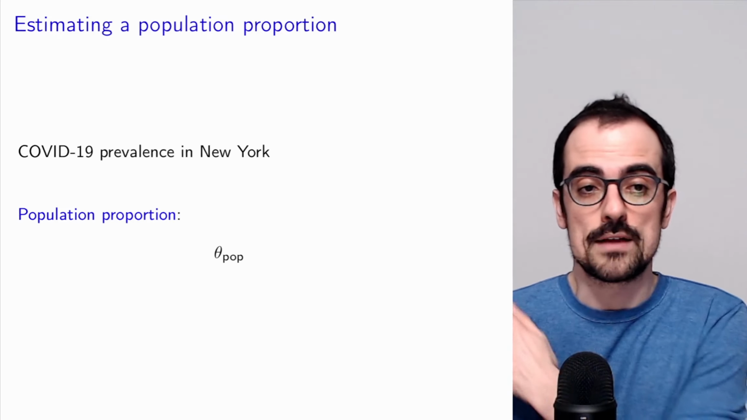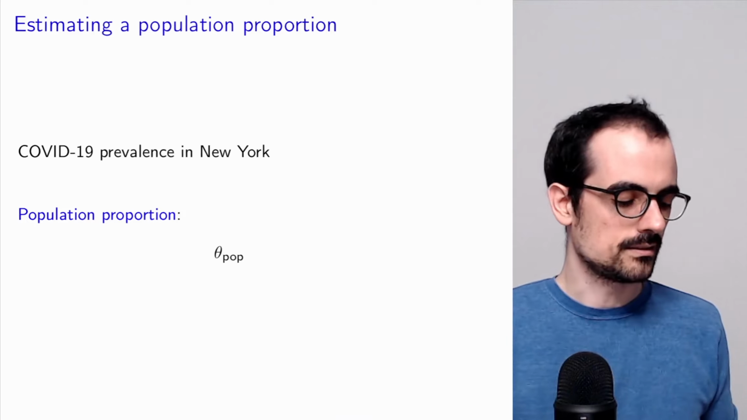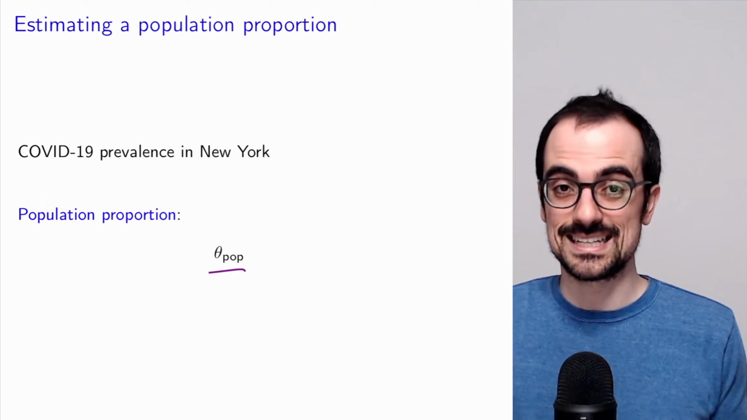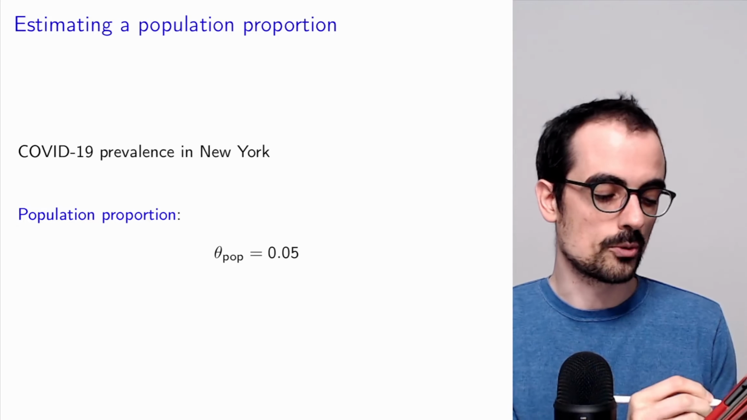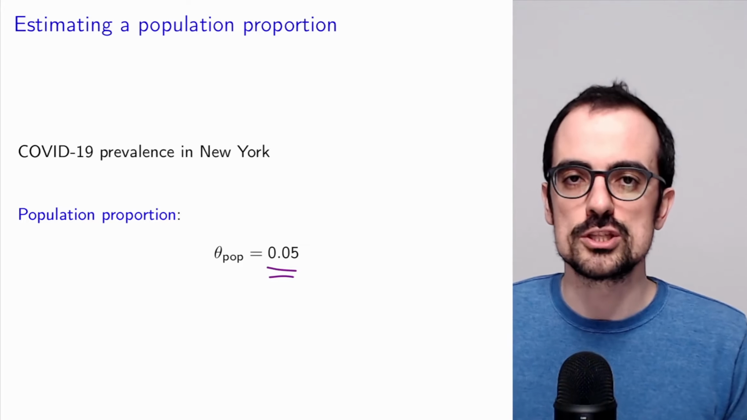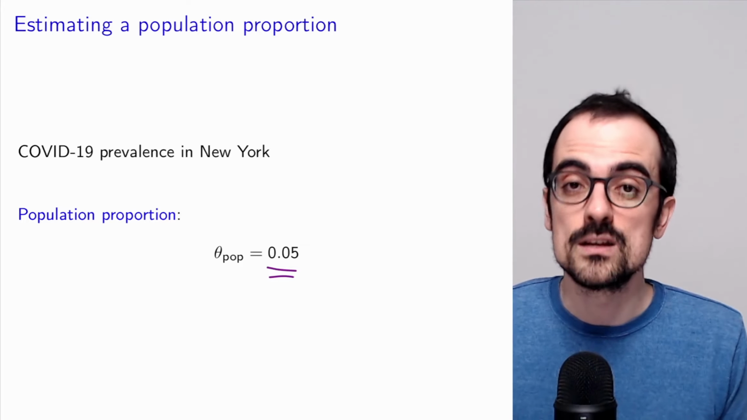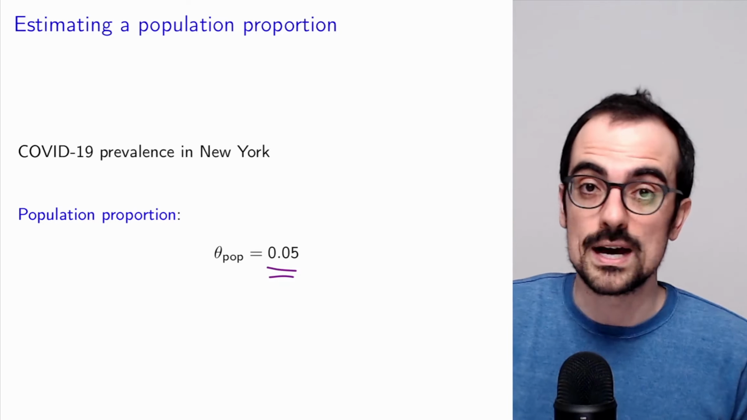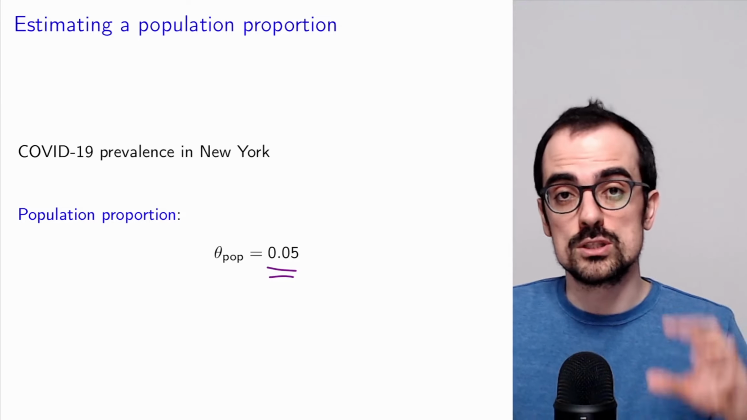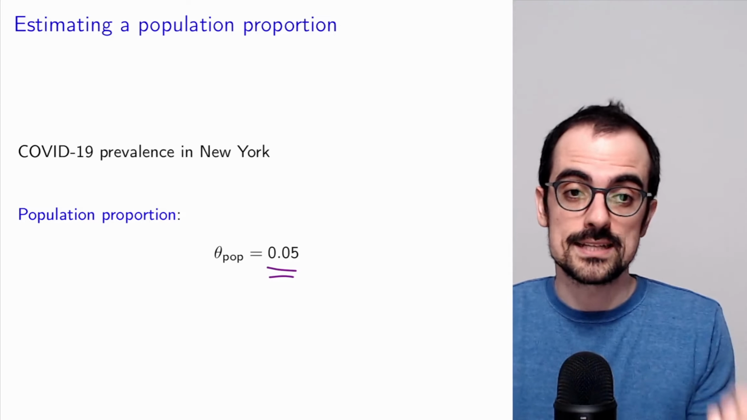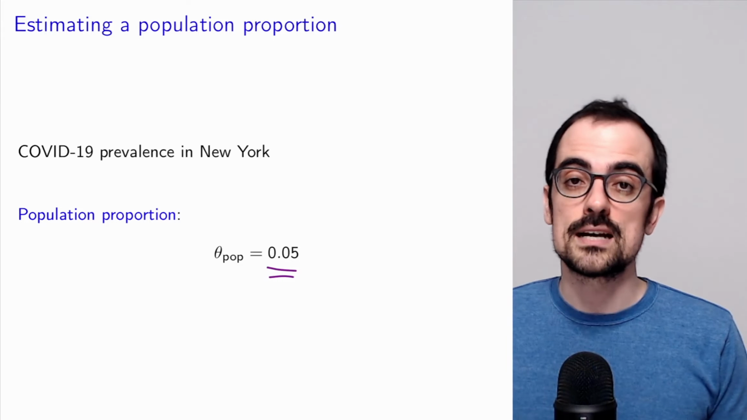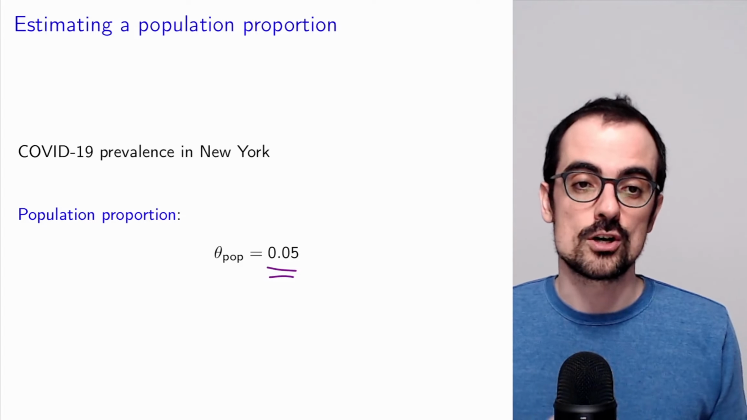Just to make it clear, there's this population proportion here, which is what we want to estimate, and it's a specific number. It's 0.05 in this case. I just made this up. So 5% of the people in New York have COVID-19. Can we estimate that very accurately without having to do tests on the whole population? We're going to apply random sampling. We're going to pick a subset of people, test them, find out the proportion of people within that subset that have COVID-19, and call that our estimator of this population proportion.